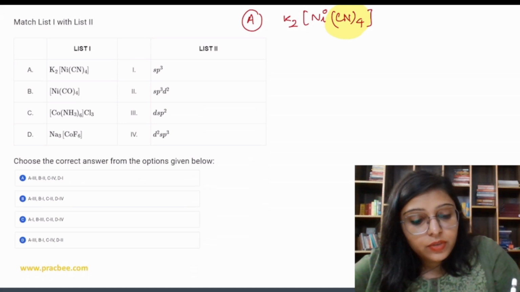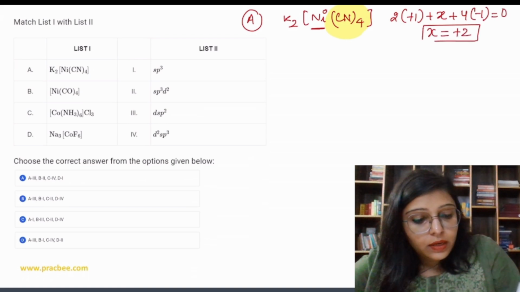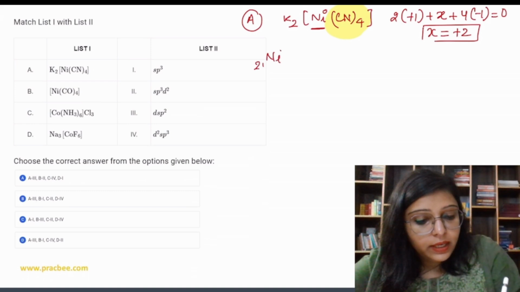So how to check? First we have to find out the oxidation number. So 2 times plus 1 for potassium, then nickel x, and cyanide minus 1 each, and that is equal to 0. So x is going to be plus 2. Now nickel has atomic number 28, so we write 3d8 4s2.